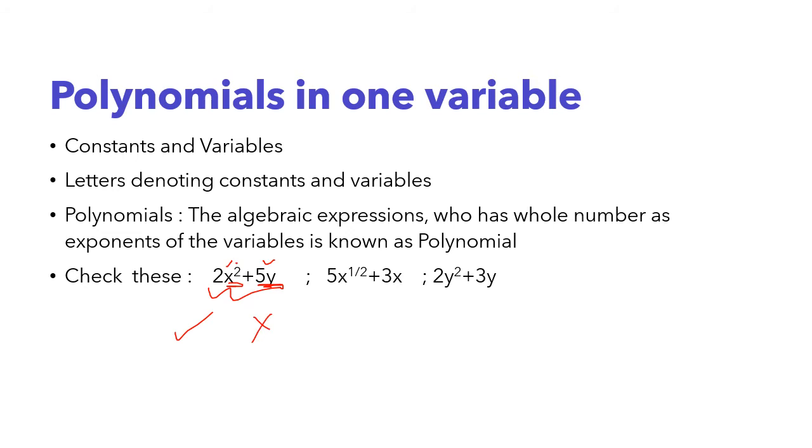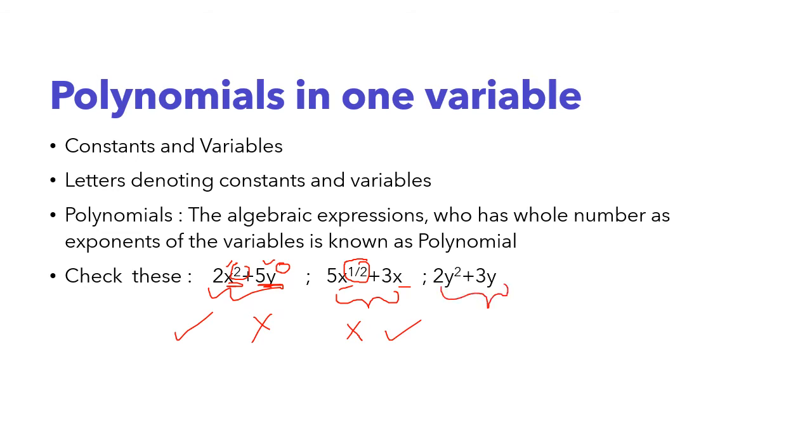It is a polynomial because its variables are raised to the power of a whole number. But there are two variables, that is x and y, so it is not a polynomial in one variable. So in the next part, there is only one variable x, but the variable is raised to a power that is not a whole number. It's a fraction, a rational number. So we don't want that over there. So it is not a polynomial at all, but it is an algebraic expression.